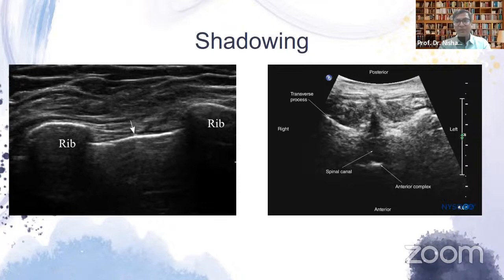Here we see the anterior complex, the transverse process. Again, because of the bone, it is seen as black.